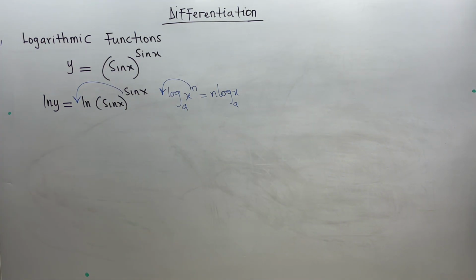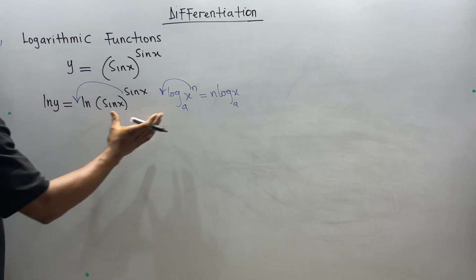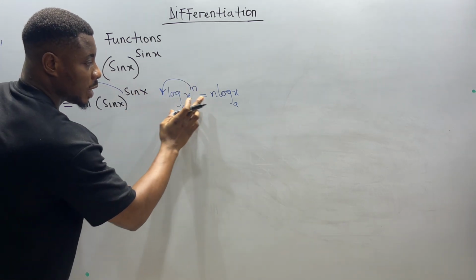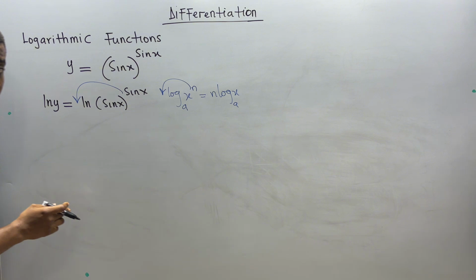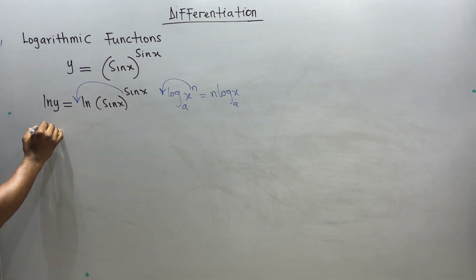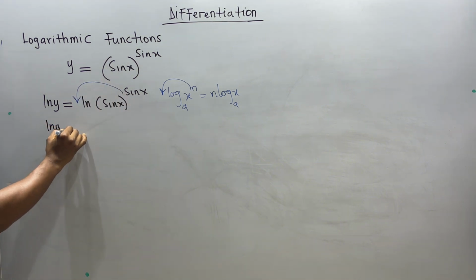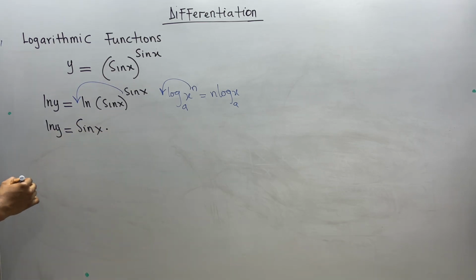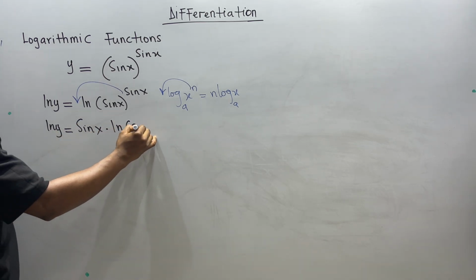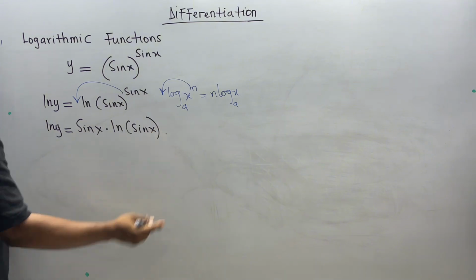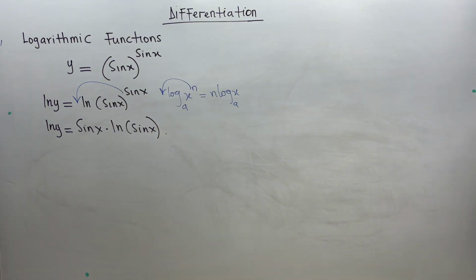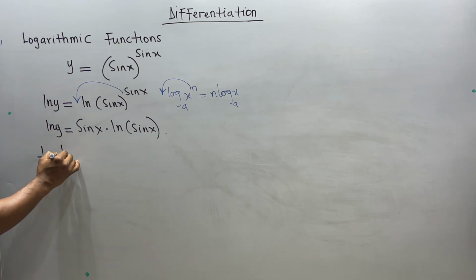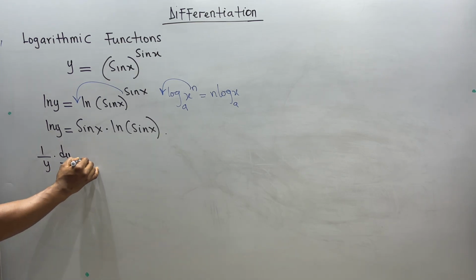Now you can do the same thing here. n comes down, log x to base a. So we have ln y is equal to sine x comes backwards, sine x, then ln sine x. At this point, the next step is to take the derivative of the equation. So the derivative of ln y gives us 1 over y dot dy over dx.